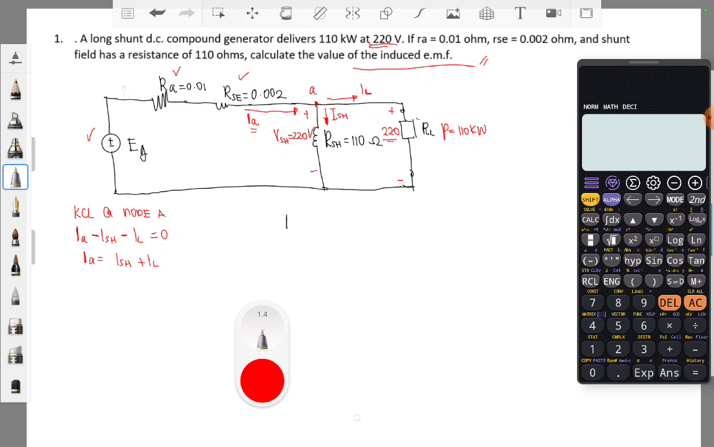Now after this, I can solve for my IL and my ISH. How? Since my RSH is in parallel with the load because it is a long shunt connection, I may say that my ISH is equal to my VSH over my RSH. In this sense, this is equal to 220 volts divided by my RSH, which is equal to 110. So this is equal to 2 ampere. Next, we would solve for our IL.